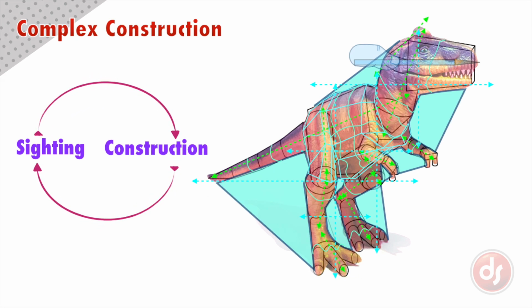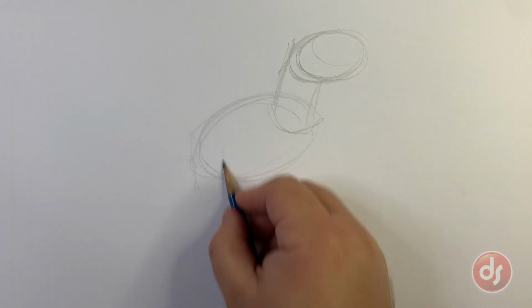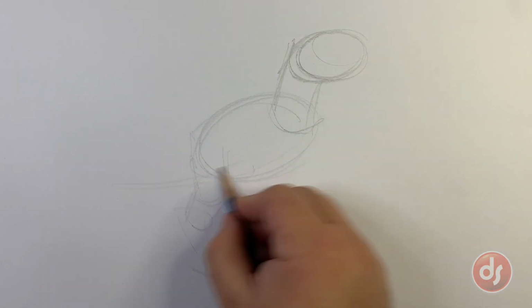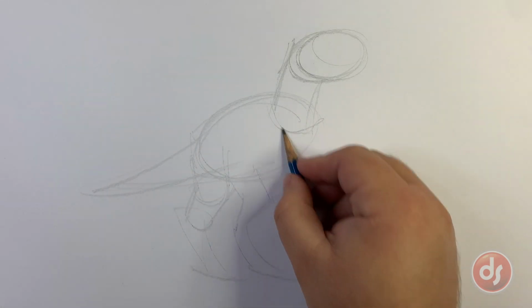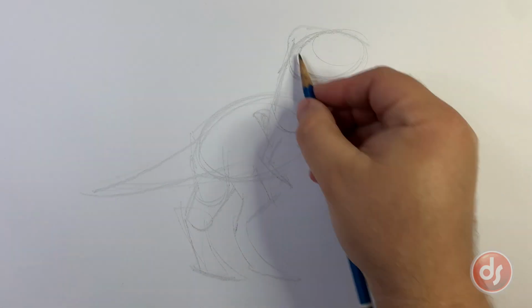Now let's draw. We start with a gesture of simple lines and shapes. A gesture gets the drawing started quickly and gives us something to measure against. It is the framework or foundation that we will build the rest of our drawing on.